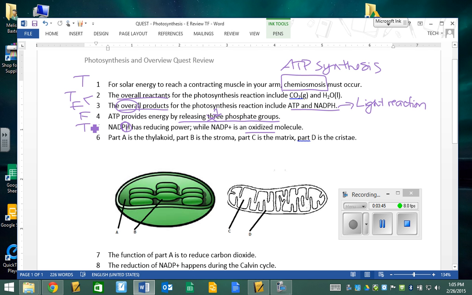Now number 6 is referring to the pictures, just so we can go over a bit of vocabulary. Part A and Part B are the other way around. Part A is the stroma, Part B are the thylakoids. Now over here, Part C is the matrix, Part D is the cristae of the mitochondria. So this statement is false. It's not completely false, it's just half false.